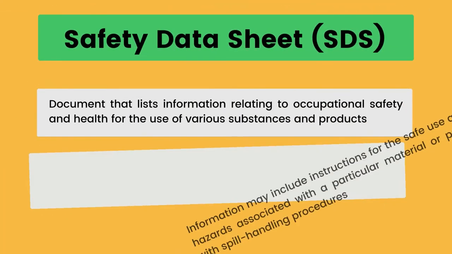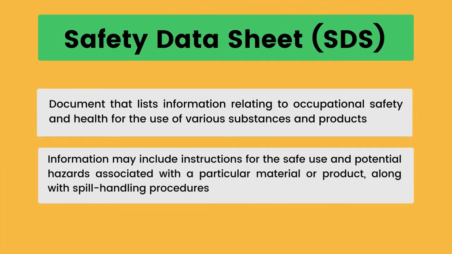Safety data sheet or SDS is a document that lists information relating to occupational safety and health for the use of various substances and products. SDS are a widely used system for cataloging information on chemicals, chemical compounds, and chemical mixtures. SDS provide useful information on chemicals, describing the hazards the chemical presents, and giving information on handling, storage, and emergency measures in case of an accident.